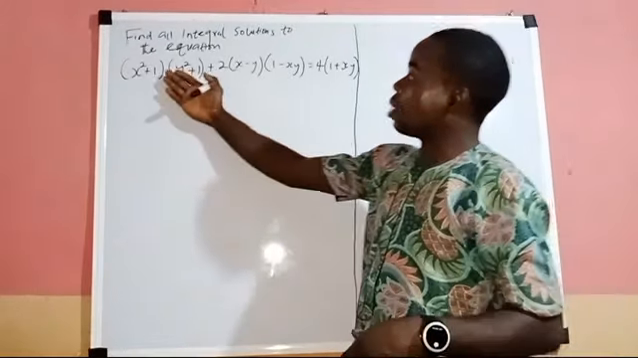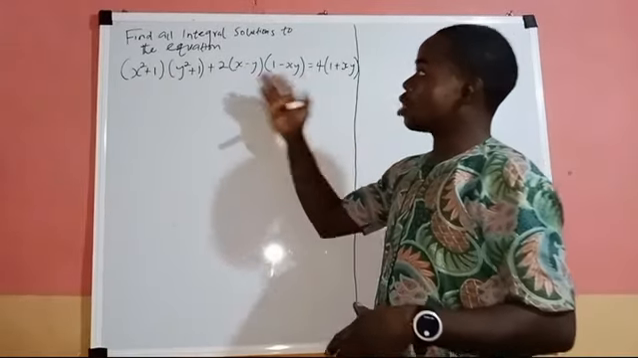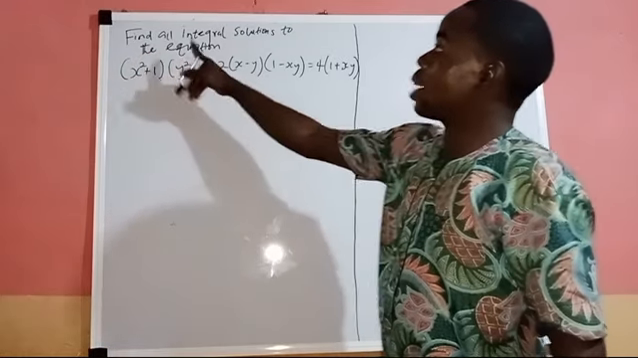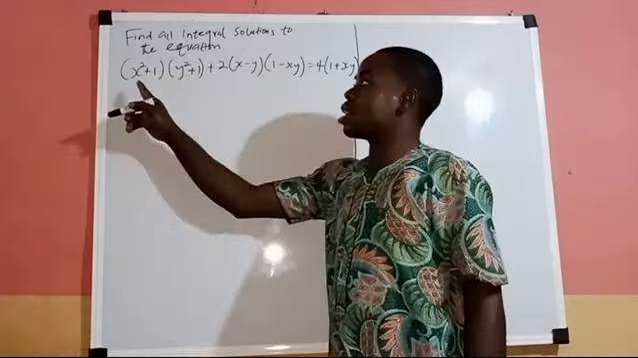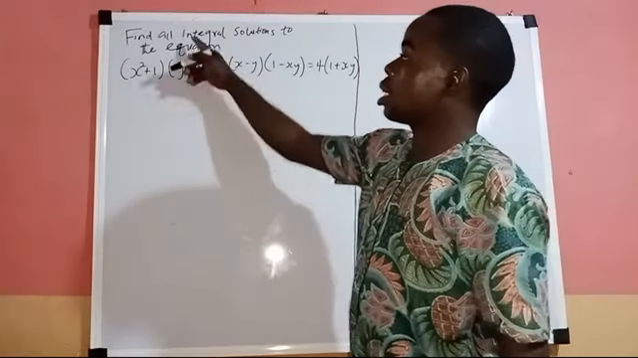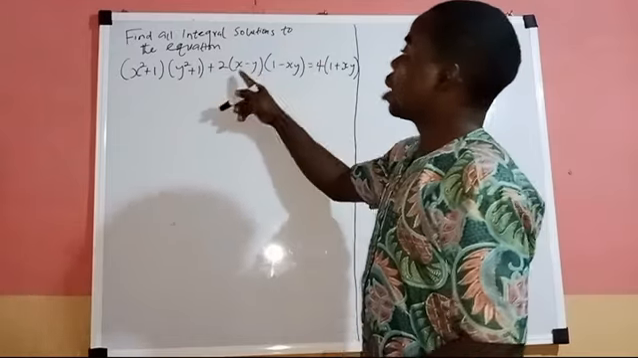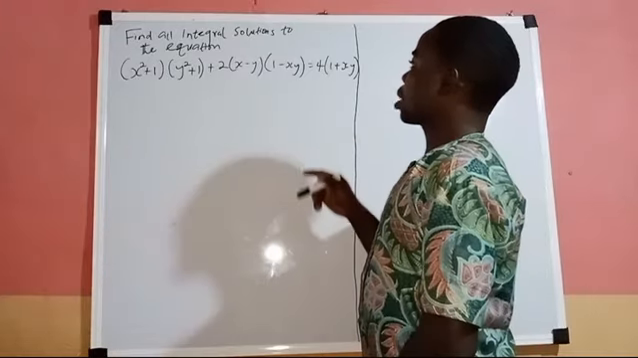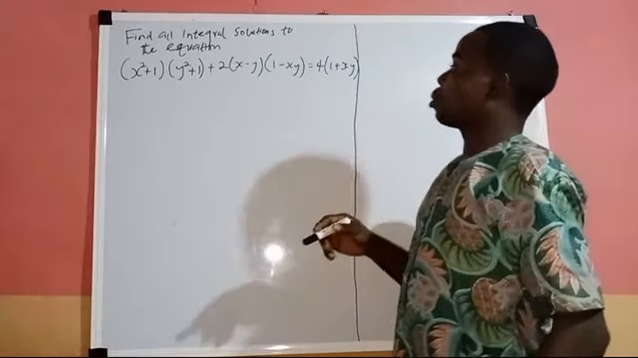So here we have this question to solve. This is just a very simple Diophantine equation, and the question says: find all integral solutions to this equation. And of course you can see what we have here is (x squared plus 1)(y squared plus 1) plus 2(x minus y)(1 minus xy) equals 4(1 plus xy).